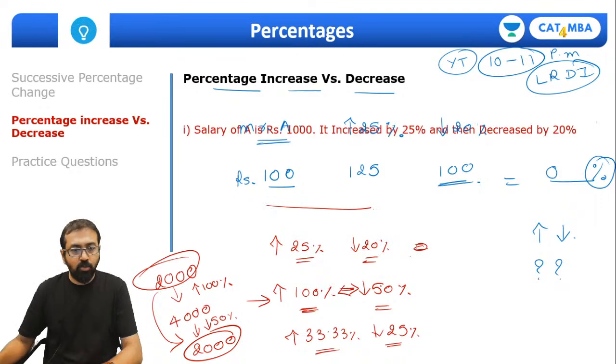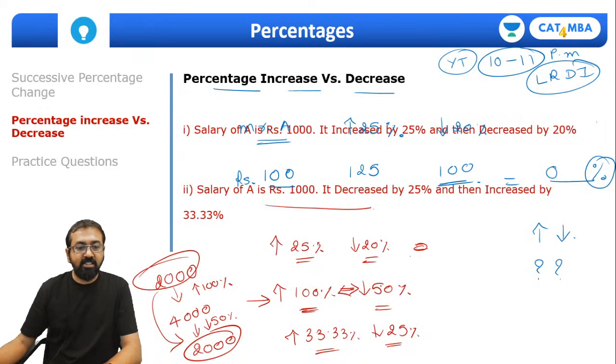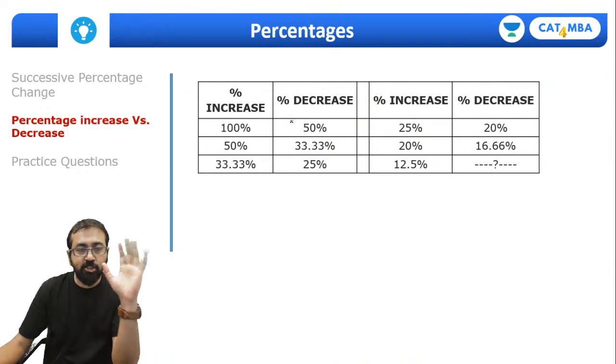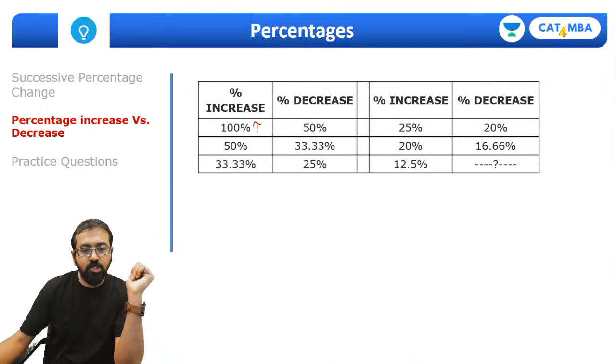And this is what I'm going to give you right now. There is a table which I'd like to give you, which summarizes certain pairs of values. So pay attention, stop writing and just pay attention here. A 100% increase will get cancelled off by a 50% decrease. A 50% increase, by a 33.33% decrease, and so on and so forth. In fact, it's very simple to remember these pairs because 100% is 1, 50% is 1 by 2, 33.33% is 1 by 3, so 1 by 4, and so on and so forth. So what should be the value over here? Can I say this is 1 by 8? 12.5% is 1 by 8.